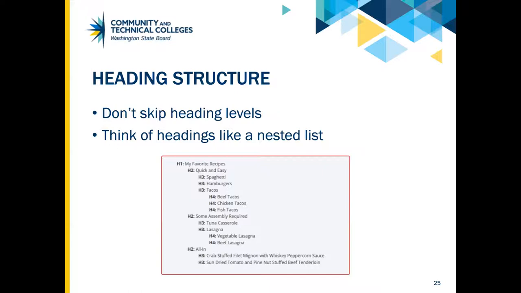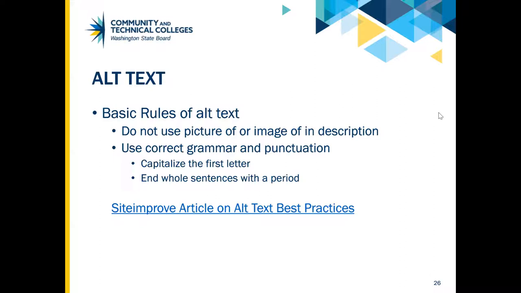Alt text. When using image alt text, it should not include "picture of" or "image of." Screen readers automatically announce an image as an image. So the alternative text "image of an apple" would be read aloud by a screen reader as "image, image of an apple." When using alt text, we need to use correct grammar, such as capitalizing the first letter and ending whole sentences with a period. There's a link here and in your handout that goes further into how to write good alt text.